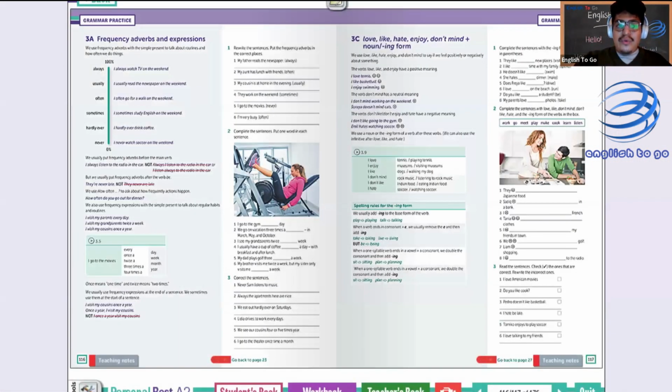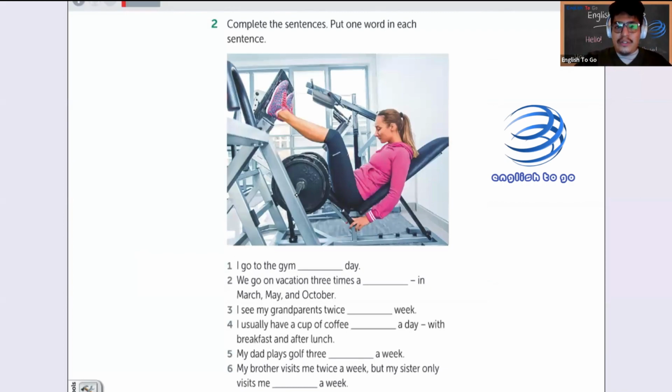Let's go to exercise number 2, page 116, instructions. Complete the sentences. Put one word in each sentence. Are you ready, guys? You have for this activity 6 minutes. Pause the video, answer the exercise, and then we check together, okay?